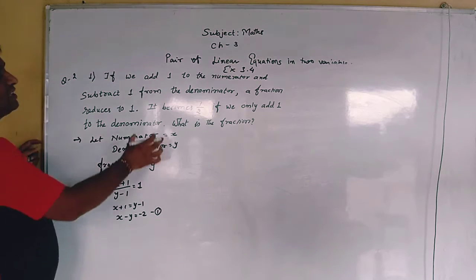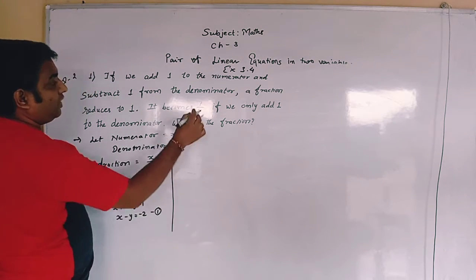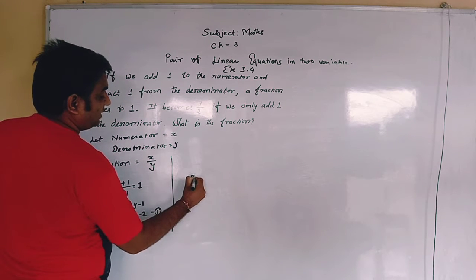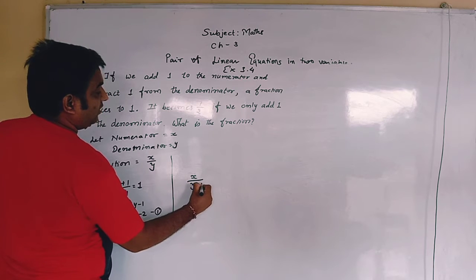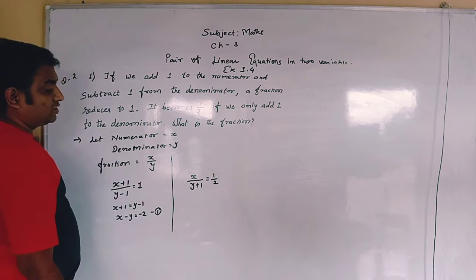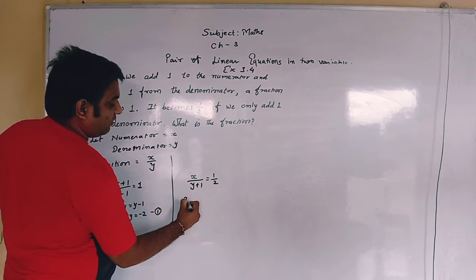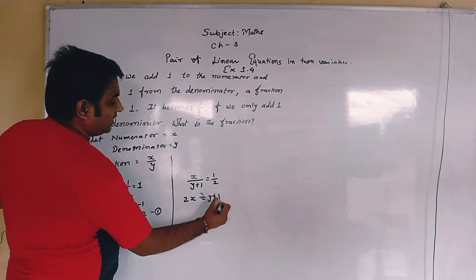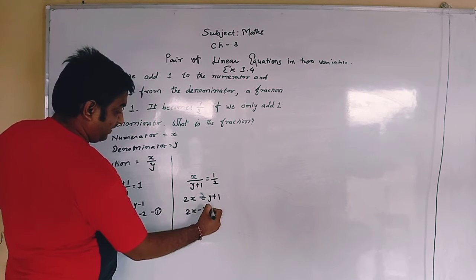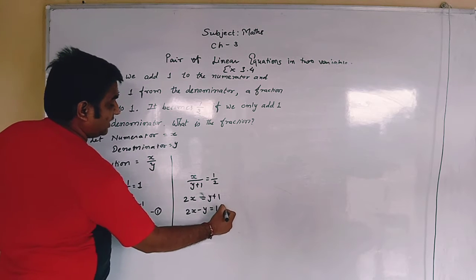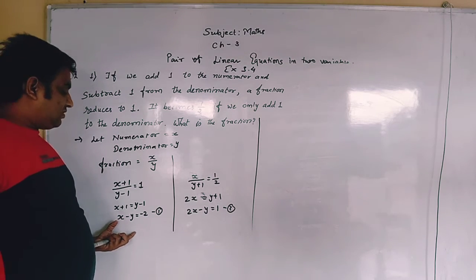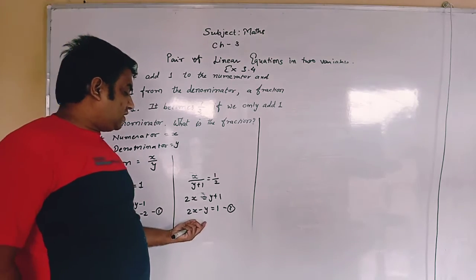Now for the second equation, it is said that it becomes 1 by 2 if we only add 1 to the denominator. So the numerator stays as it is and the denominator is increased by 1, and it is 1 by 2. We cross multiply, then we have the equation 2x equals y plus 1, and so 2x minus y equals 1. That is the second equation. Now, x minus y equals minus 2 and 2x minus y equals 1.